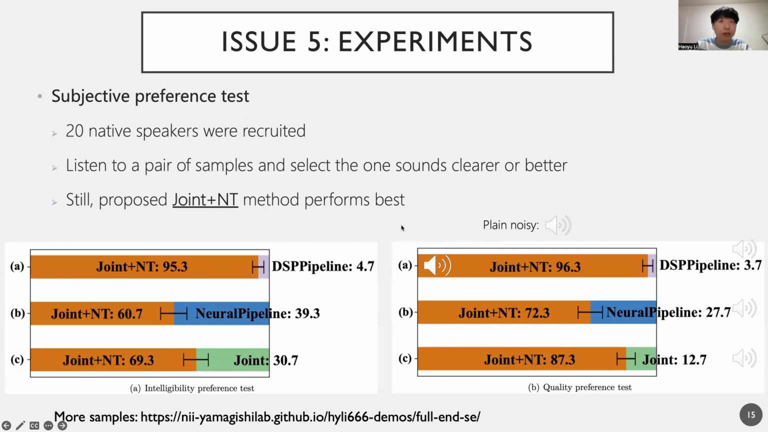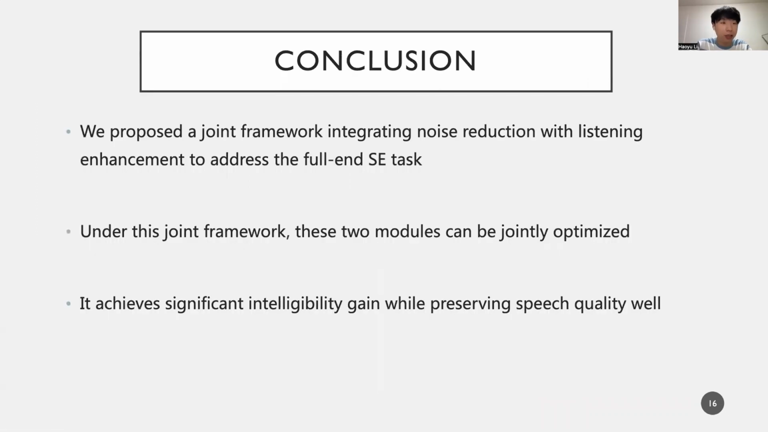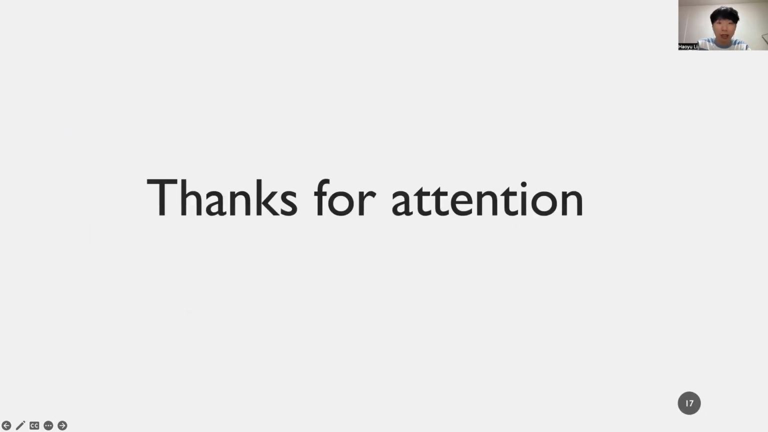So you may feel that the speech is processed in a way that the noise is suppressed and the intelligibility is also improved. Last, for the conclusion, we propose a joint framework integrating noise reduction with listening enhancement to address the so-called fluent speech enhancement task. Under this joint framework, these 2 modules can be jointly optimized, and it achieves a significant intelligibility gain while preserving speech quality very well. And that's it. Thanks for listening.